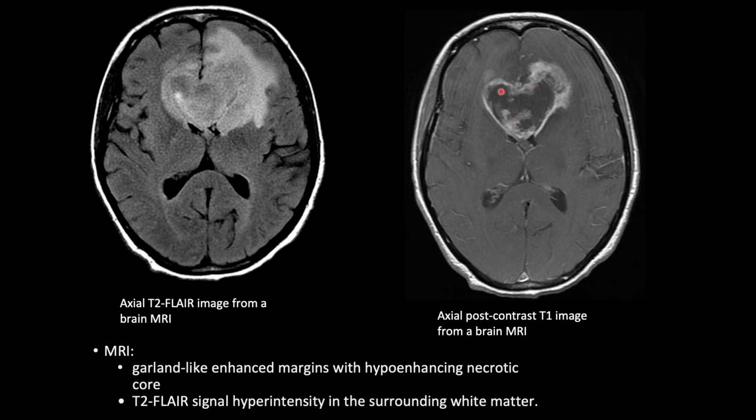Glioblastomas often have a necrotic core, as previously discussed. This can be seen really well on this T1 image as the hypointense center. On the T2 FLAIR, you can see the hyperintensity of the edema that is surrounding the tumor particularly well.